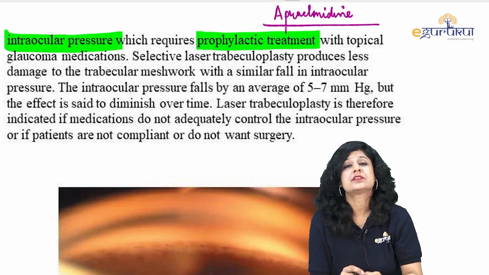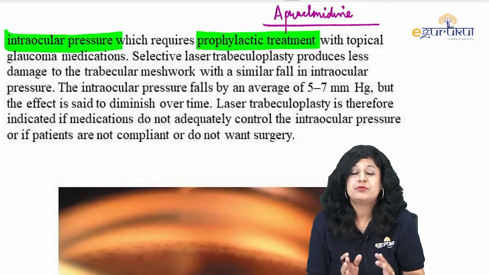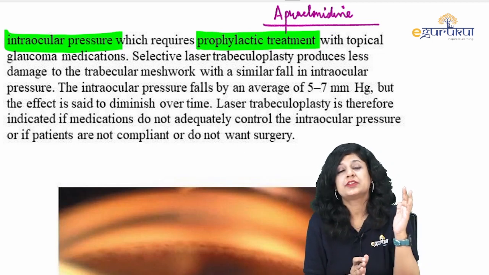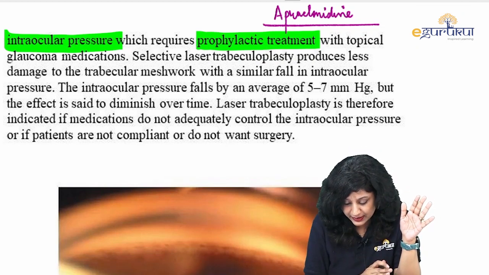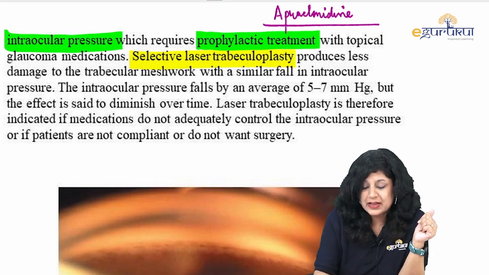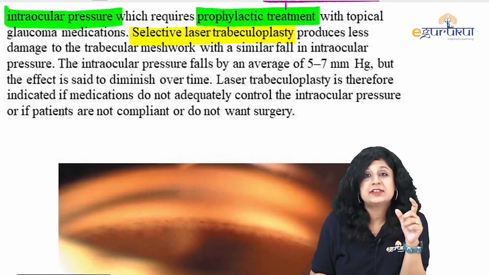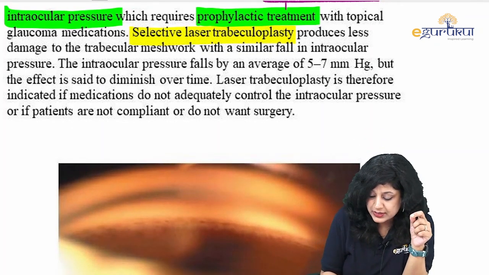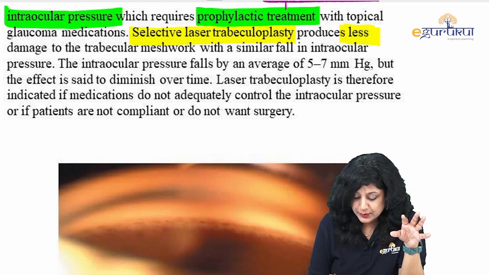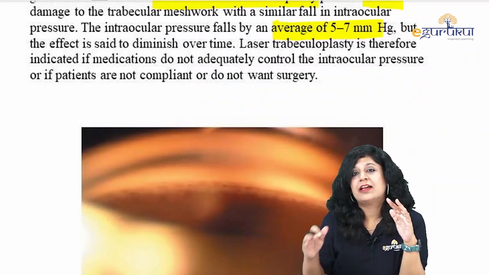This apraclonidine is a selective alpha adrenergic drug, and mostly it is used before procedures which are associated with an increase in the intraocular pressure. We are not using it as maintenance therapy. Then there is a thing called selective laser trabeculoplasty. Now what is this selective laser trabeculoplasty? This is done selectively at the trabecular meshwork, so it produces less damage, and the intraocular pressure management is the same. The intraocular pressure will fall by an average of 5 to 7 mm of mercury, but slowly and gradually the effect will diminish.